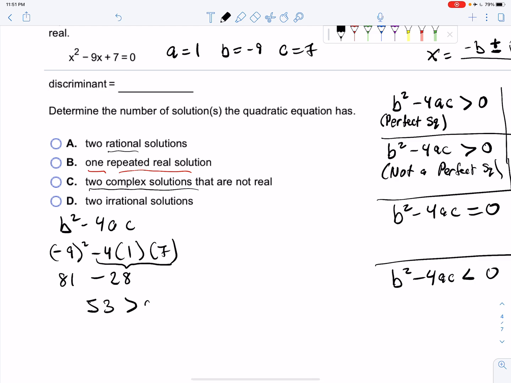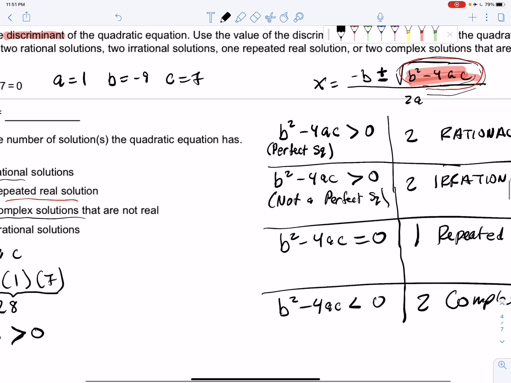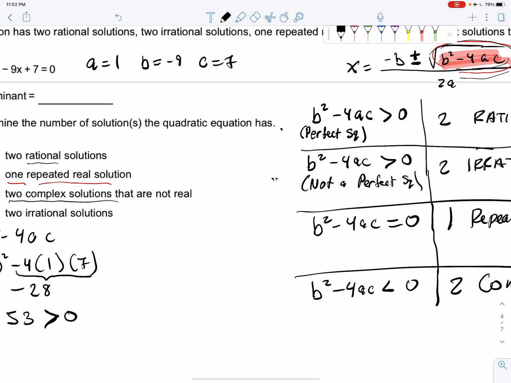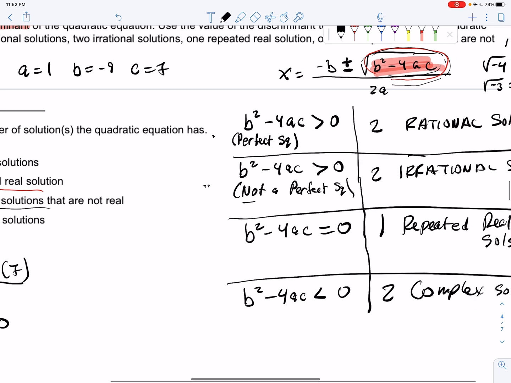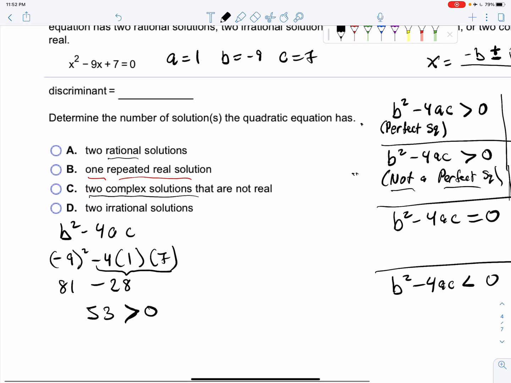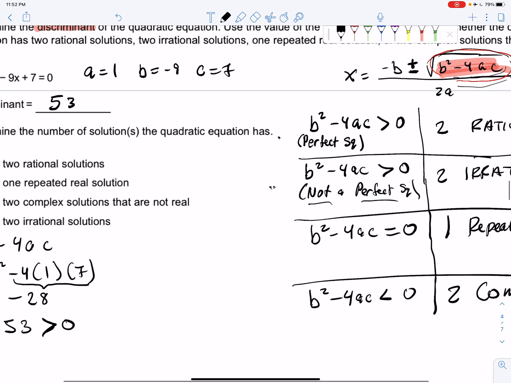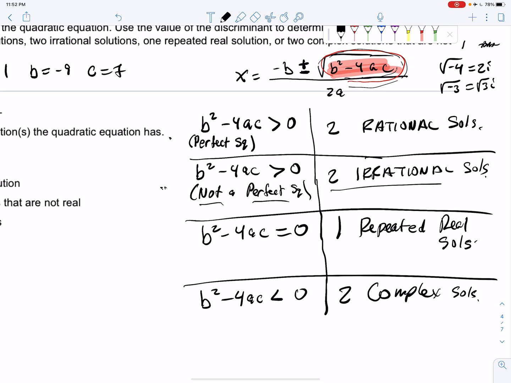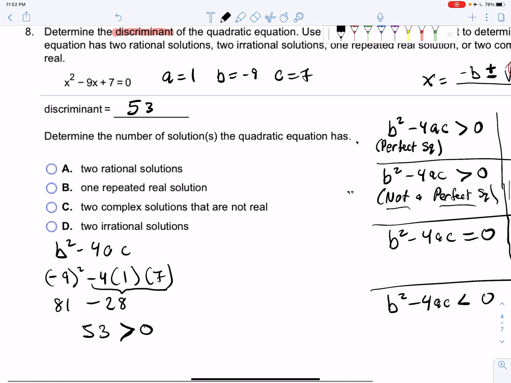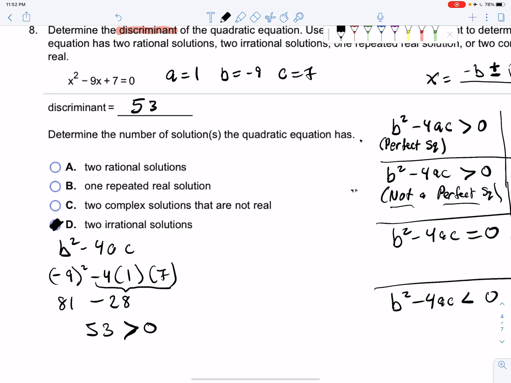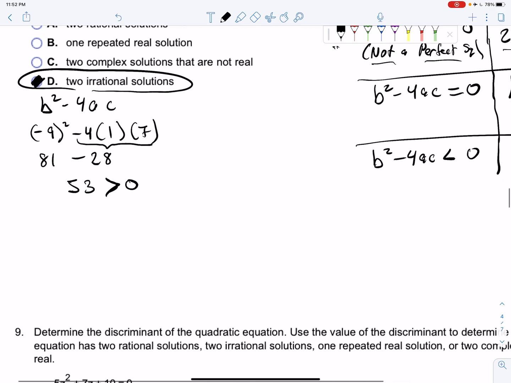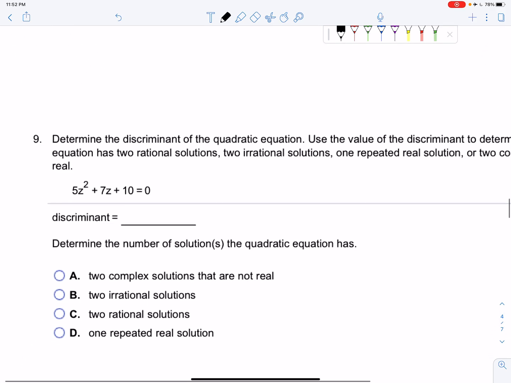Now 53 is greater than 0. So we're in one of these two categories, 1 or 2. And it is not a perfect square, right? 53 is not a perfect square. So the discriminant is 53. Let me get rid of some of this stuff. The discriminant is 53. It's not a perfect square, so it must be two irrational solutions. So it's this guy right here. Discriminant is 53, and we get two irrational solutions. Let's do the next one. I don't think we have two more to do here.